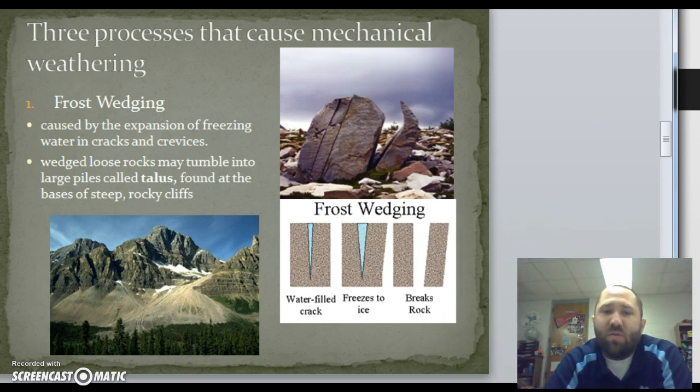Same thing holds true with frost wedging. What happens is, and you can see in the diagram here, that water fills the crack. That water then freezes and expands, breaking the crack and making it larger, eventually to the point where it's going to break off the rock and create an entirely separate piece.